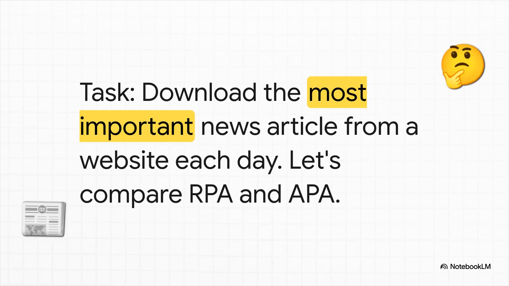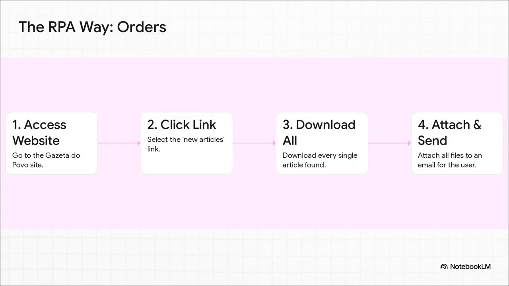Theory is great and all, but let's see how this actually works. Imagine your goal is to download the most important news article from a website every single day. How would each of our technologies handle it? The RPA bot would follow its script perfectly. It would go to the site, find the right link, download every single article there, and then email all of them to you. So the task is done, but now the cognitive work, figuring out which article actually matters, that's left for you.